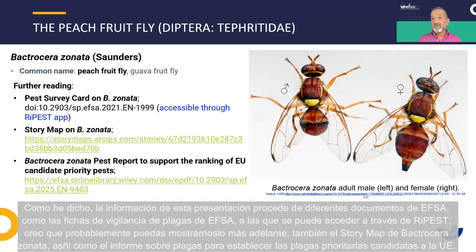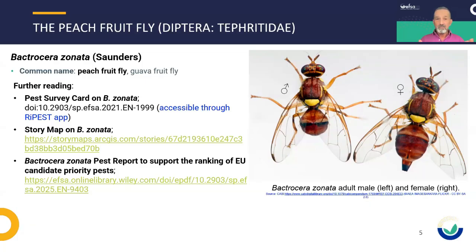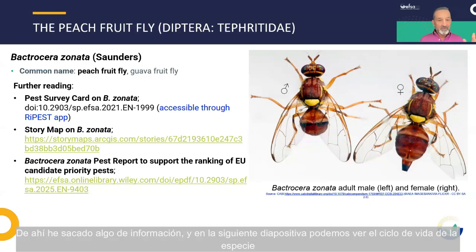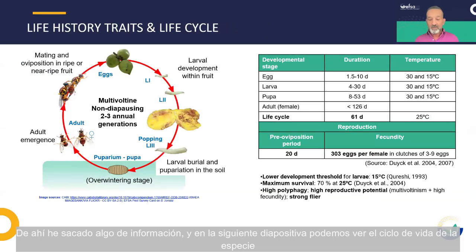As I said, the information in this presentation comes from different EFSA documents like the pest survey card, which is actually accessible through RiPest. I think that probably you can show us later. Also the story map on Bactrocera zonata, and the pest report to support the ranking of EU candidate priority pests. So from there, I've taken some information, and in the next slide, we can see some life history traits of this species and the life cycle.